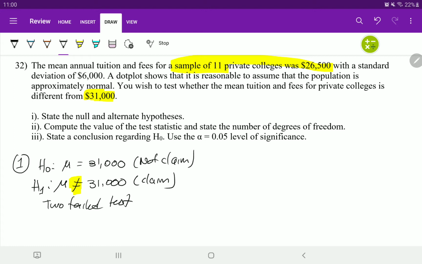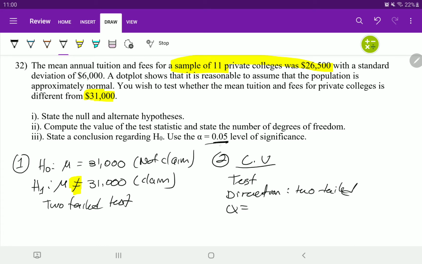All right. Number 2, you want to find your critical values. You got to know the test you're running, your direction, which you already know. It is two-tailed. The alpha level, which is going to be 0.05. And if it's a test that requires degrees of freedom, you must find your degrees of freedom. In this case, this will be a t-test, better known as a one-sample t-test.